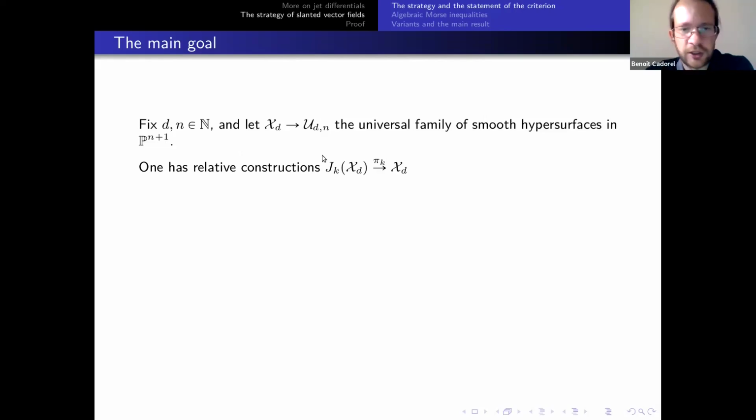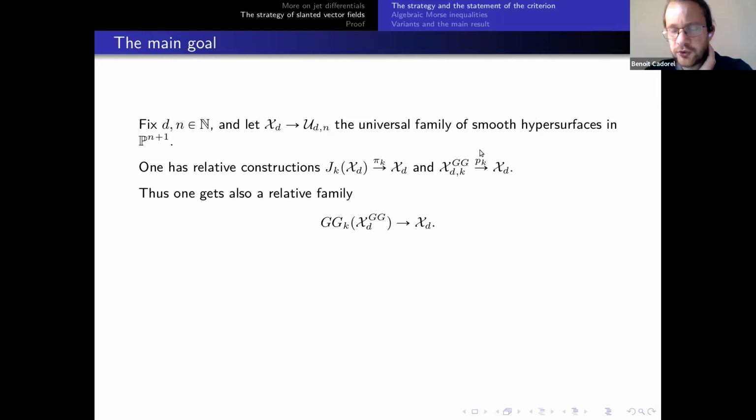And you get a relative space of kth order differential jets on XD. So here the jets are taken in the vertical directions related to this projection. And also you can projectivize these vertical directions and get a relative Green-Griffith jet space for any order K to your universal family of smooth hypersurfaces.